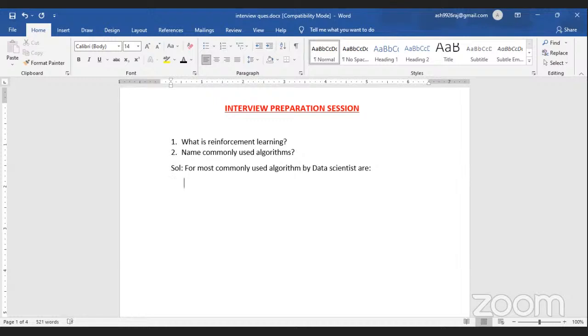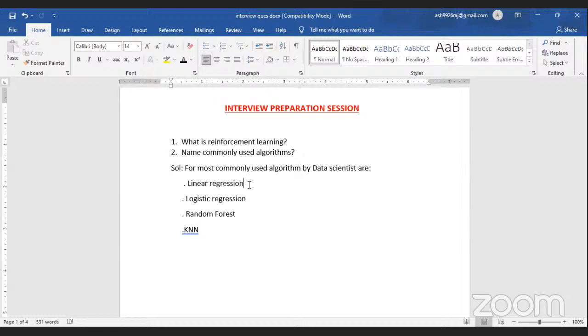Okay, the solution for most commonly used algorithms by data scientists are linear regression, then logistic regression, then random forest, and KNN. So let me explain linear regression first.